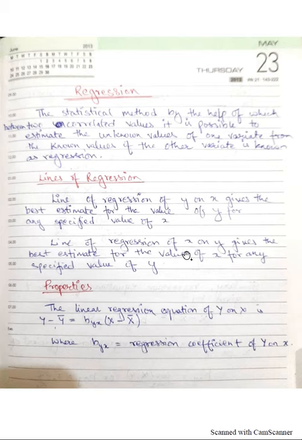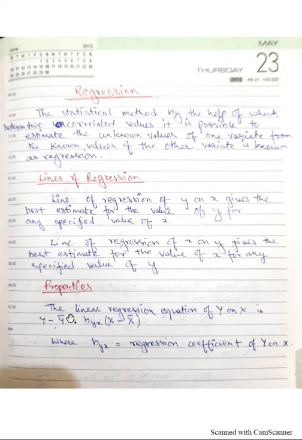Similarly, as the line of regression of y on x gave us the best estimate for the value of y, the line of regression of x on y gives the best estimate for the value of x for any specified value of y. So it might not be clear to you right now. Just by looking at the definition; as we go on solving the examples, it will become more and more clear to you. So first we'll discuss a few properties of regression or linear regression.